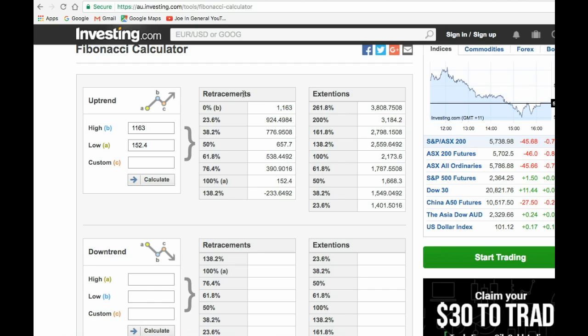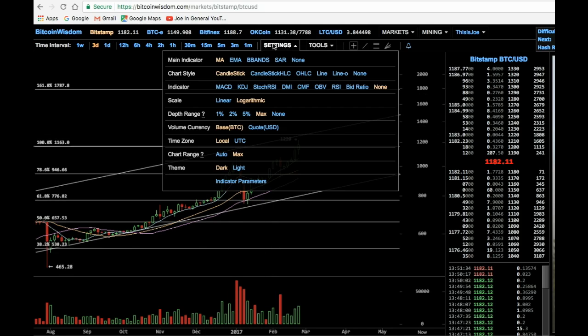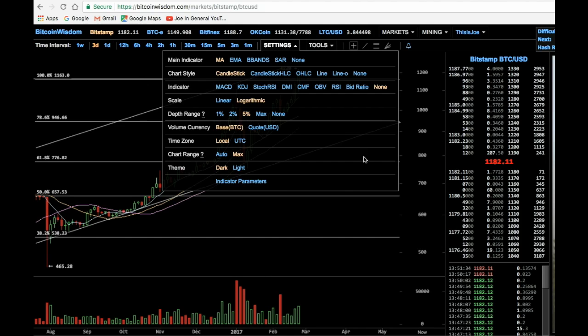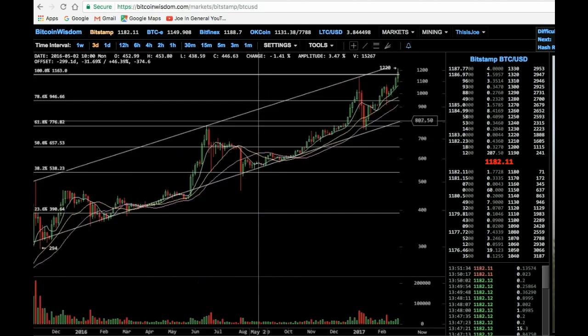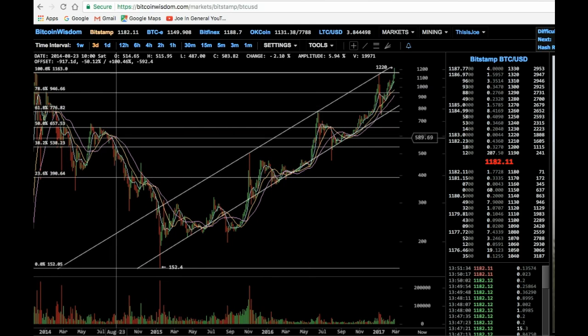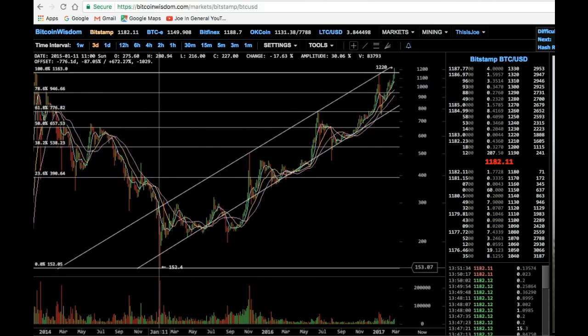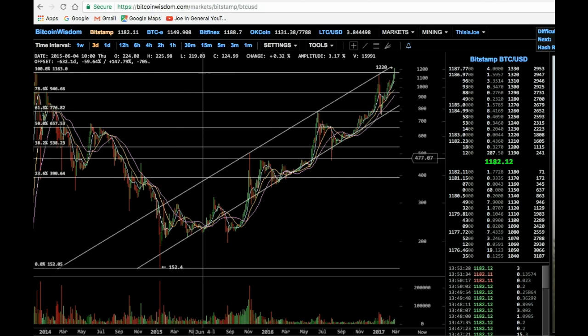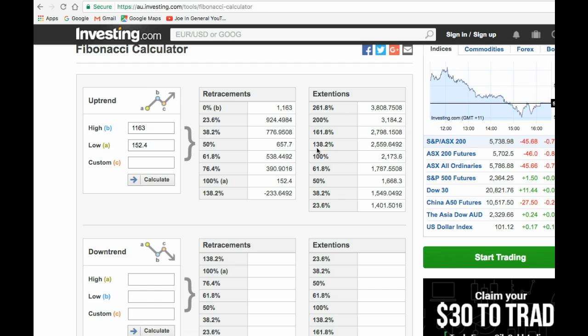Now these numbers here, the retracements, are the lines which are between the old high of 1163 and the old low of 152.40. And there's all those lines in between there. And all these numbers over this side are the potential extension target points, price targets.